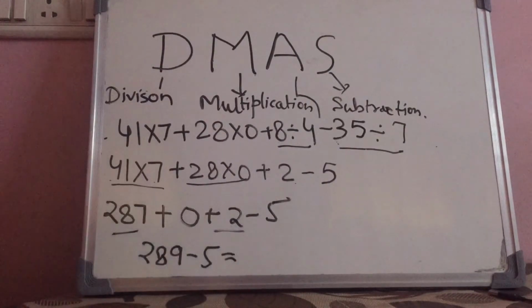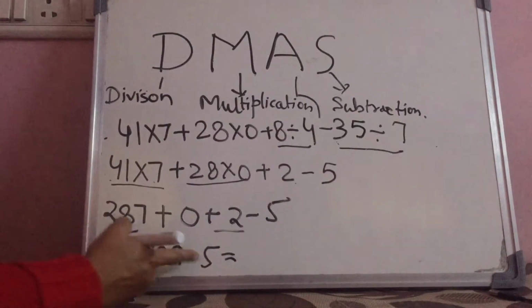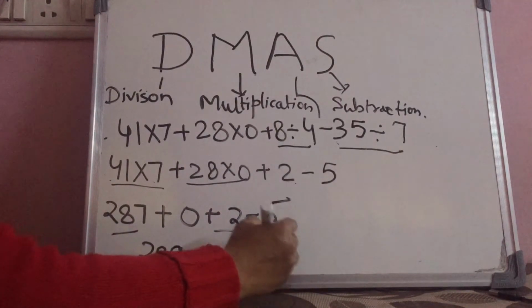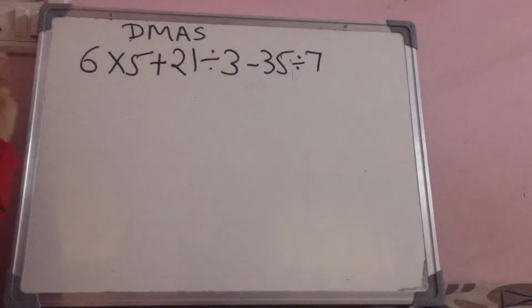And the last step is the subtraction part. We'll subtract 5 from 289. We get 284. So this will be the answer. This is another example of simplification. We'll use the DMAS rule again.